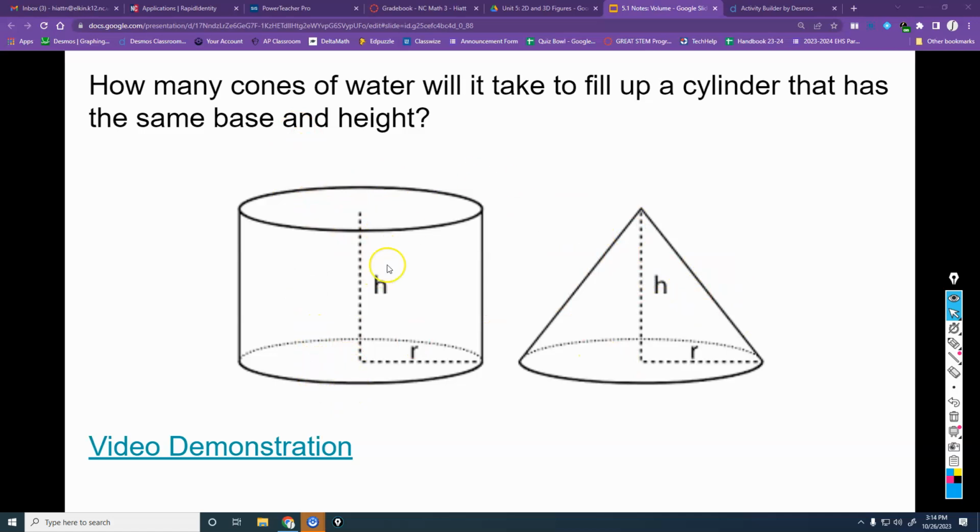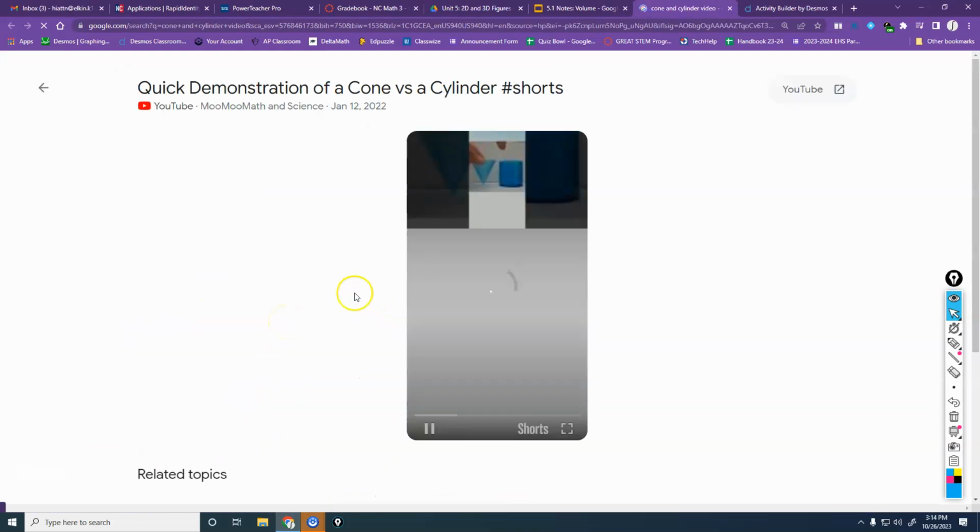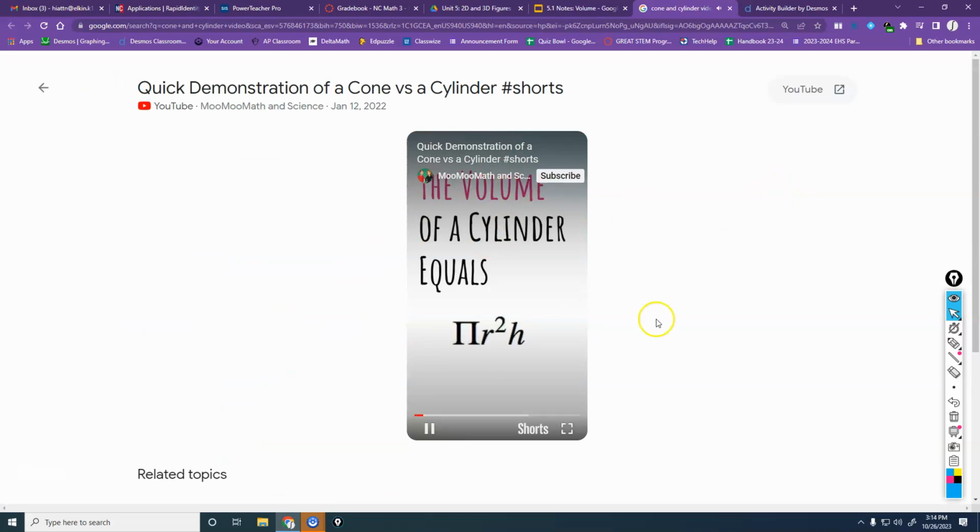You think it would take 2, 2.5, 7? What do you think? So I want you to take a guess real quick. If we were in class, I would actually do that. But instead, I have a video demonstration here where someone has done it. They kind of give it away here at the beginning.